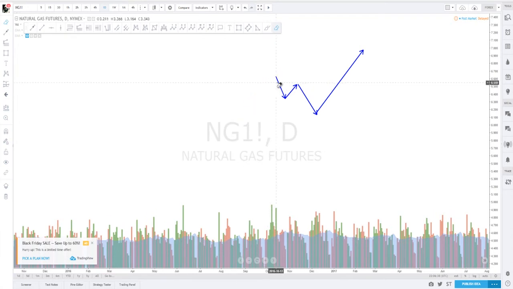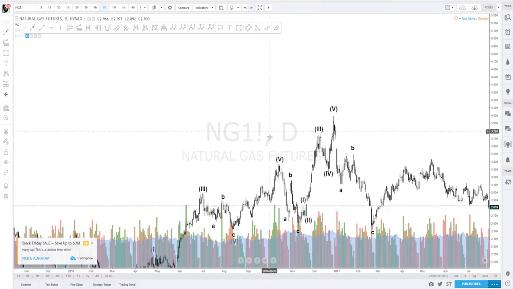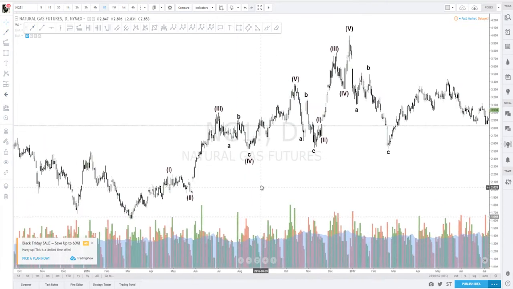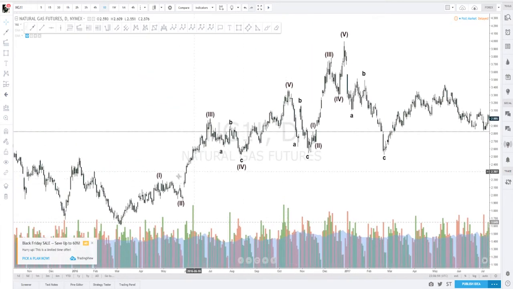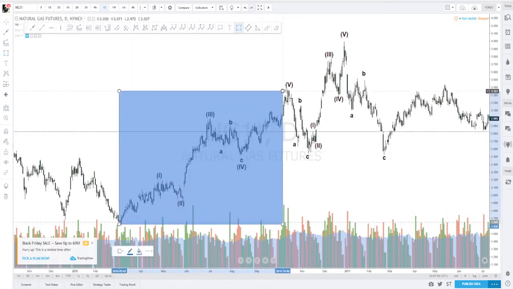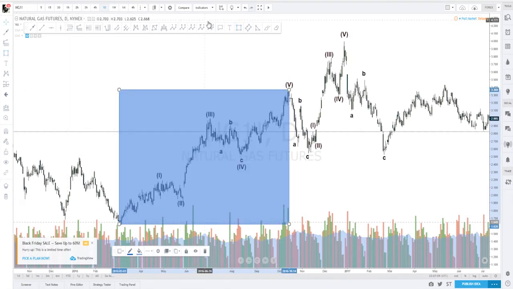I have here a natural gas chart, and we're going to use that as our example. So let's pull it up. So this is natural gas, and I have here two wave structures, one beginning here and ending here, and the other beginning here and ending here.